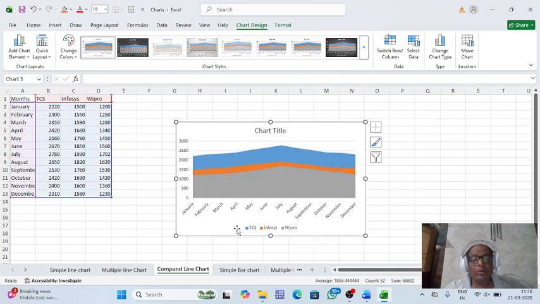The share price of Wipro starts from 1,200 and it has gone up to 1,702, and then again it has fallen to 1,230. Similarly, Infosys share price has moved from 1,500 to 1,930, and again it has fallen to 1,580. And this is the area of TCS, which starts from 2,220. It went up to 2,780 and it has now closed at 2,310. So this is a case of a compound line chart.